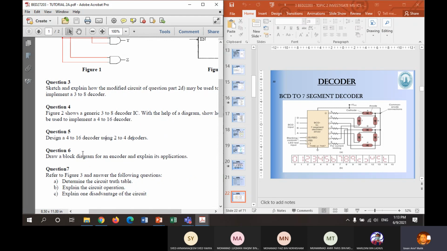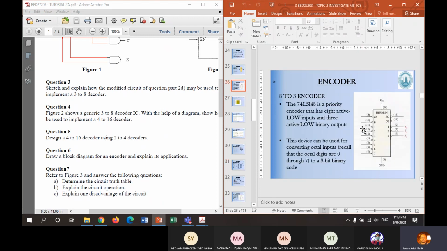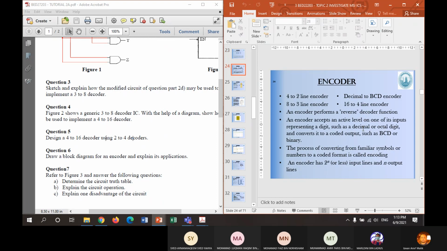Draw a block diagram of an encoder and explain its application. So encoder, lukis block diagram ni. Lepas tu terang sikit ni, point-point dekat bawah ni. That's it, dah dapat jawapan.